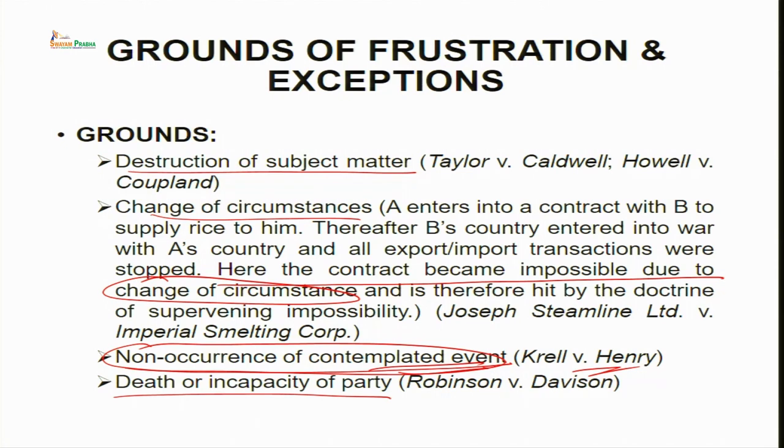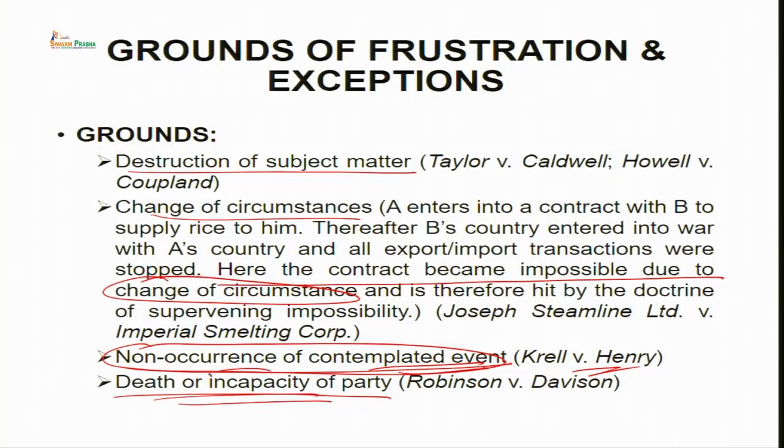Death or incapacity of party. A pianist who had to perform at a particular concert, before the performance, either dies or meets with an accident and is not able to appear for the concert, or becomes of unsound mind, right? So that is what we call death or incapacity of party.